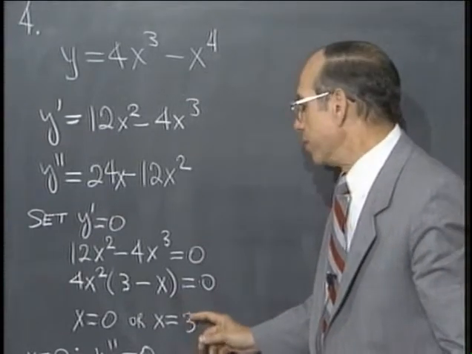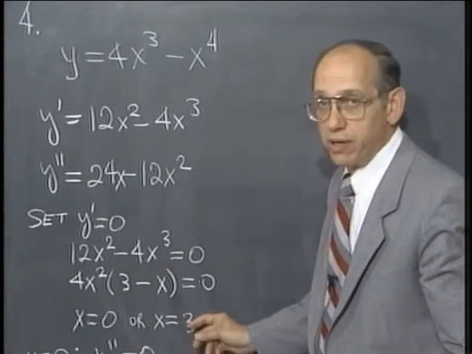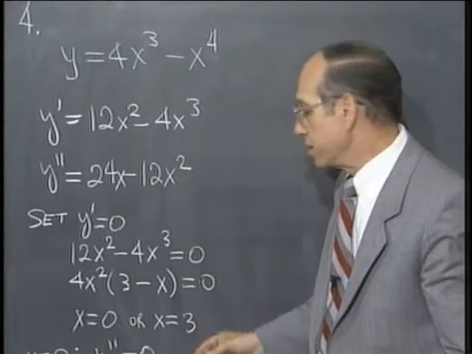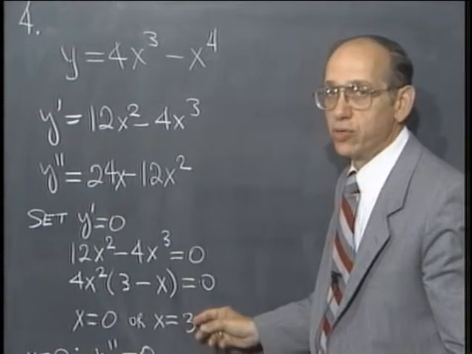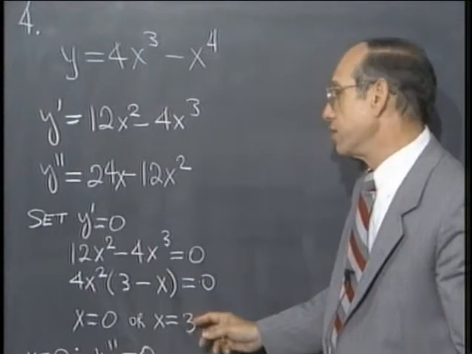Remember what we're doing. We're checking whether we're getting a maximum or a minimum at this point. We want to know if it's a maximum or minimum. We're going to try this second derivative test. Substitute x equals 3 into y double prime and see whether we get a positive or a negative result. So let's see.